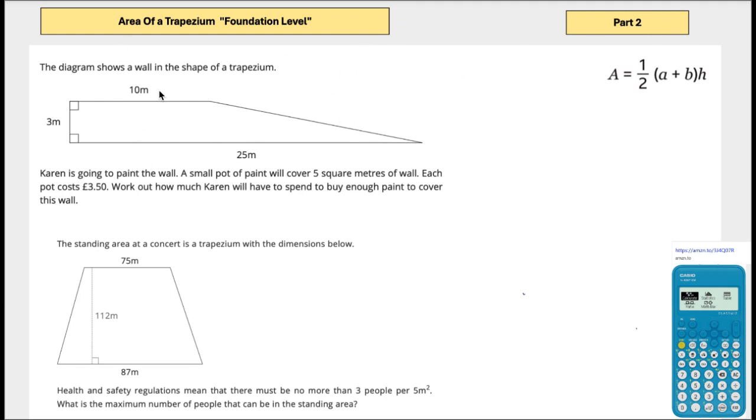So, we'll start by labelling this up. So, we know this is A and B, or if you prefer the other way, doesn't matter because it's a plus, and this is our height.